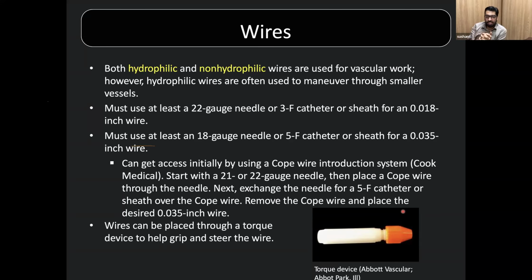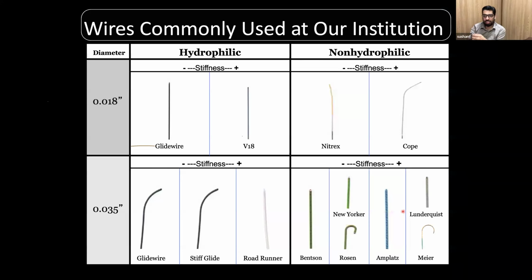So we can get initial access with the cope wire, which is the access wire, and then exchange with the 5 French catheter and use a maneuver wire. And when we want to take actual stents and balloons across it, we can use a rail wire. The rail wires can be Amplatz, New Yorker, Benson, Lunderquist, or Roadrunner.